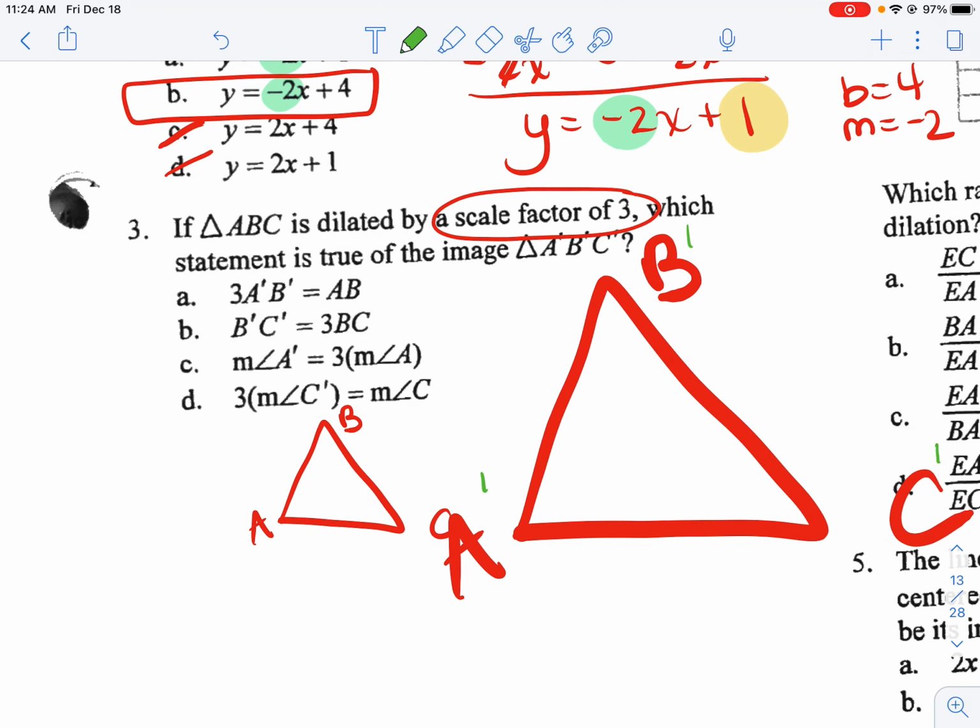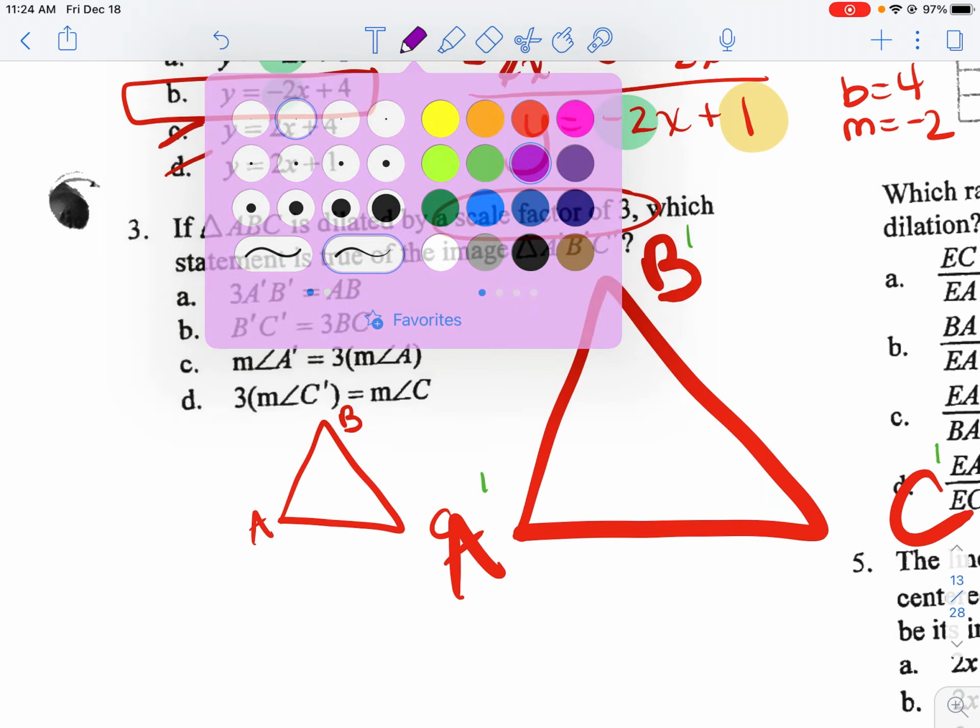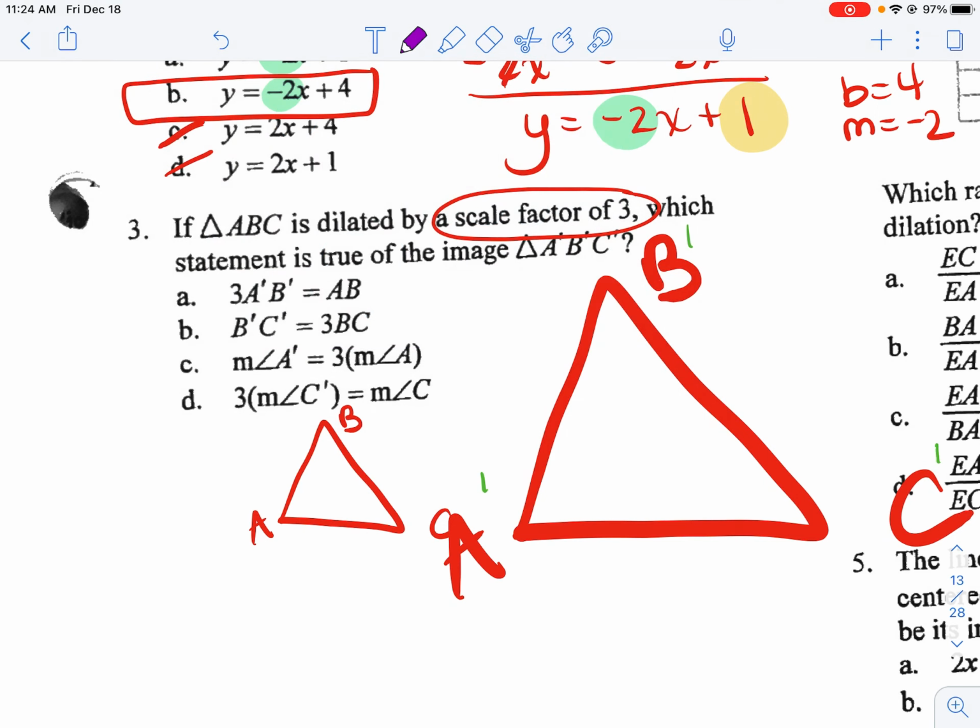What do I know is true? Well, here's one way to help you with this. If you notice, A and B are talking about sides, C and D are talking about angles. So which of the following has to be true? What I'm going to do is just pick a side and pretend that this side is 3. Let's pretend these are equilateral triangles. If I make something 3 times as big, this is going to turn into 9. So let's see which is true.